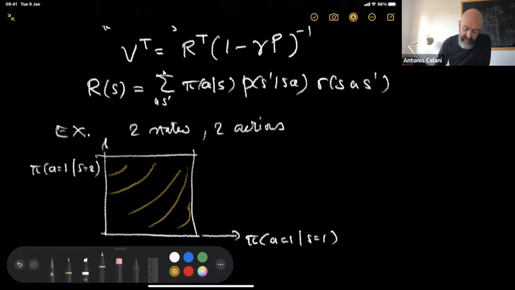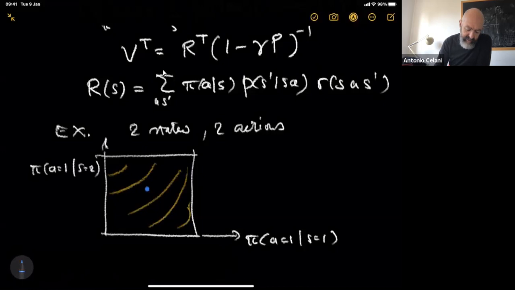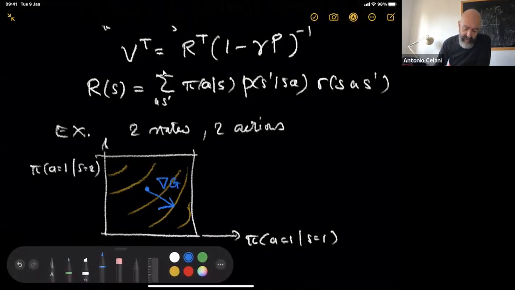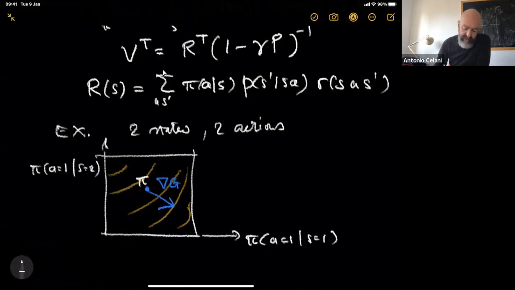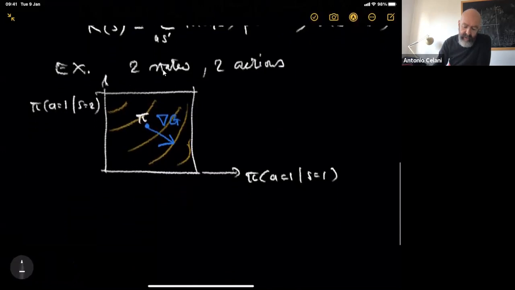And then the gradient is some vector. If I take any policy pi here in the middle, this is my gradient of G. This point here is any policy pi for my system. So how does that work? How do I compute this gradient in practice?